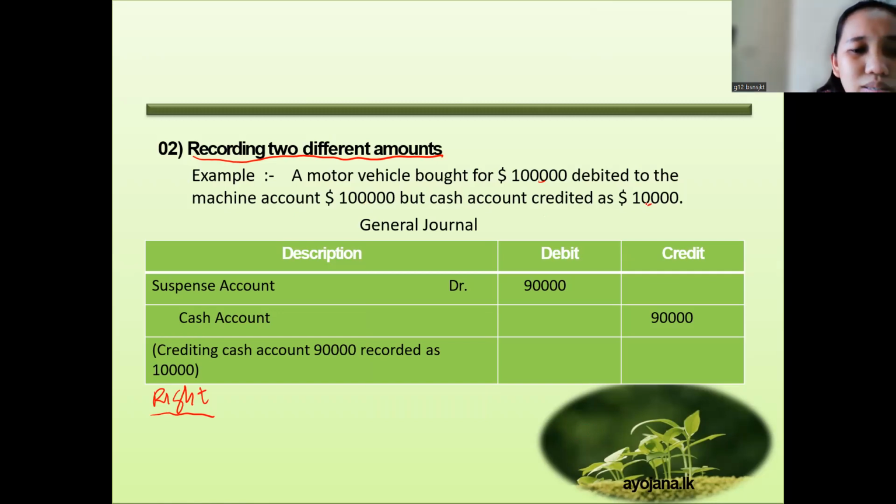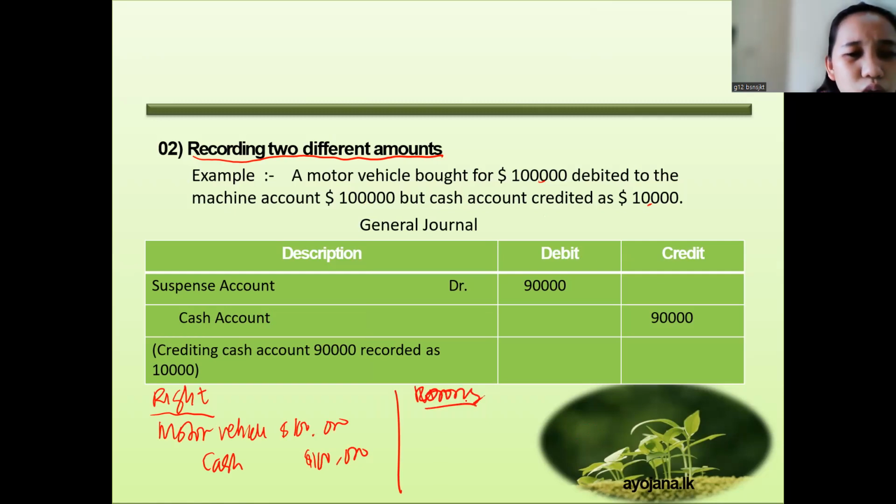So the right entry is you are buying a motor vehicle. So both, right? We must put motor vehicles on the debit side, $100, and then cash $100 on the credit side. This is the right entry. Instead of writing that one, we put it like this.